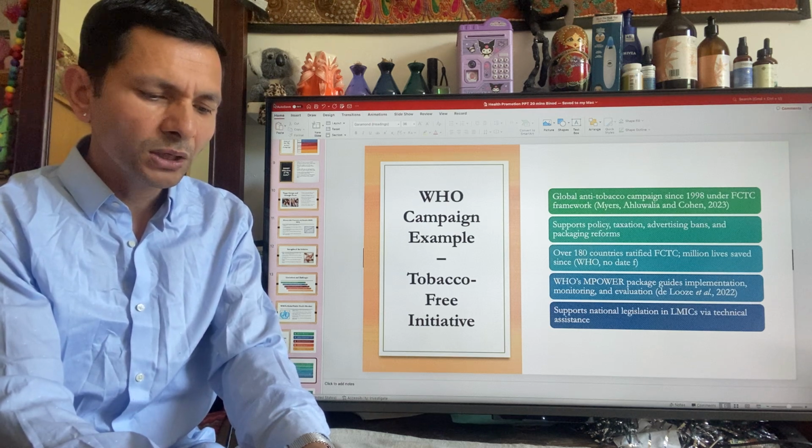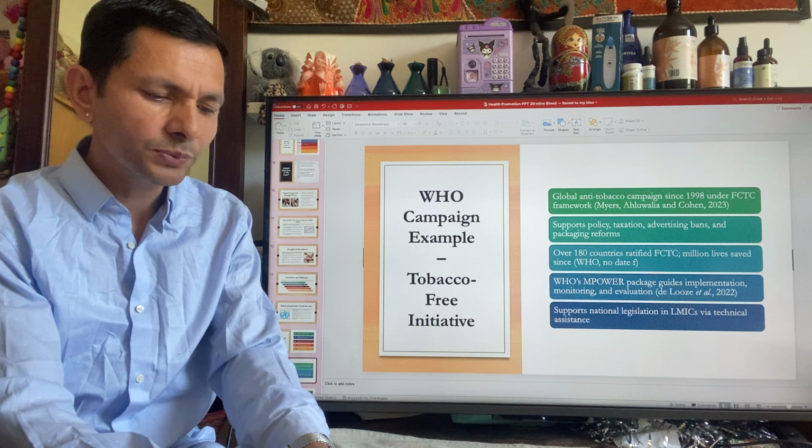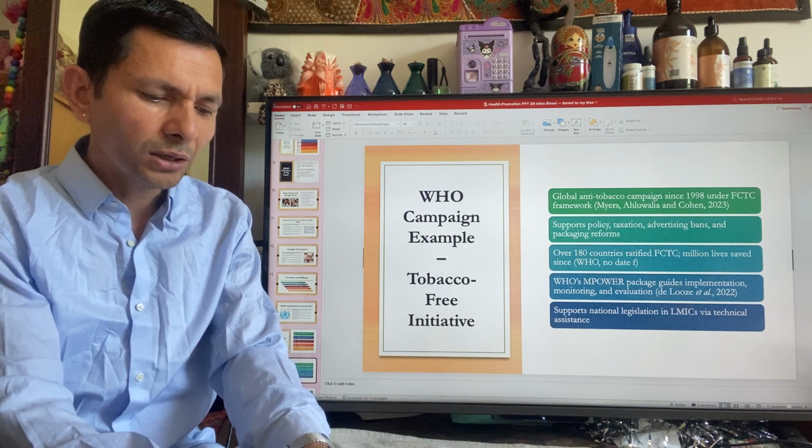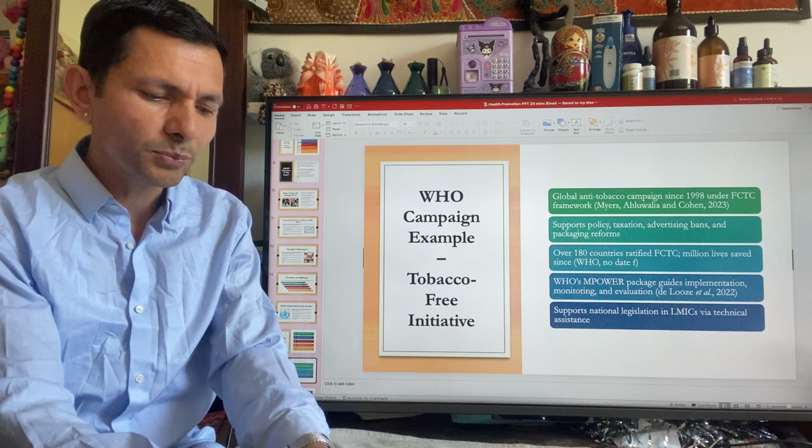Through the campaign, WHO has also saved millions of lives. A particular strength is its technical support for low and middle income countries, helping them develop national tobacco control laws and programs.